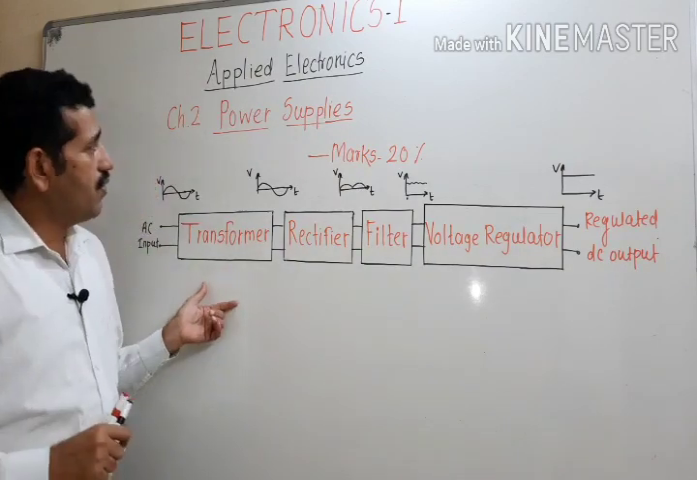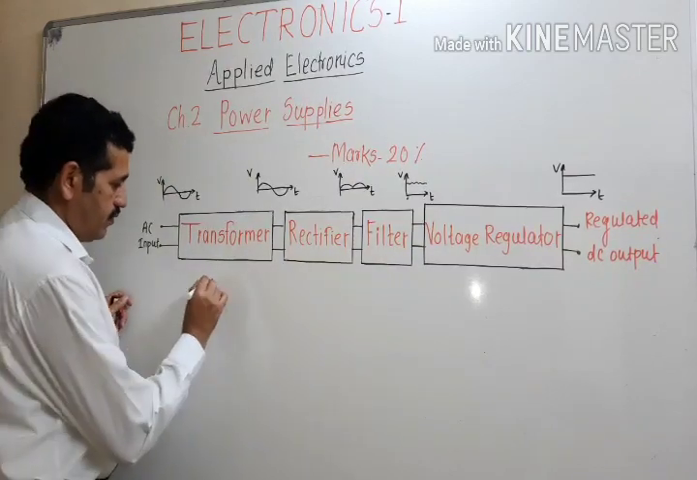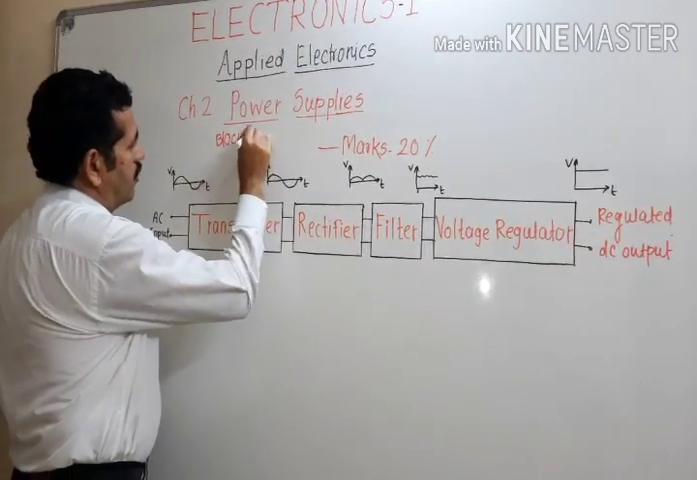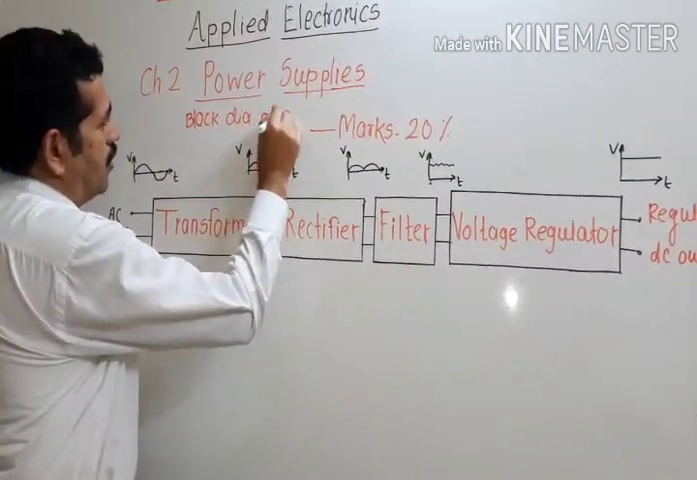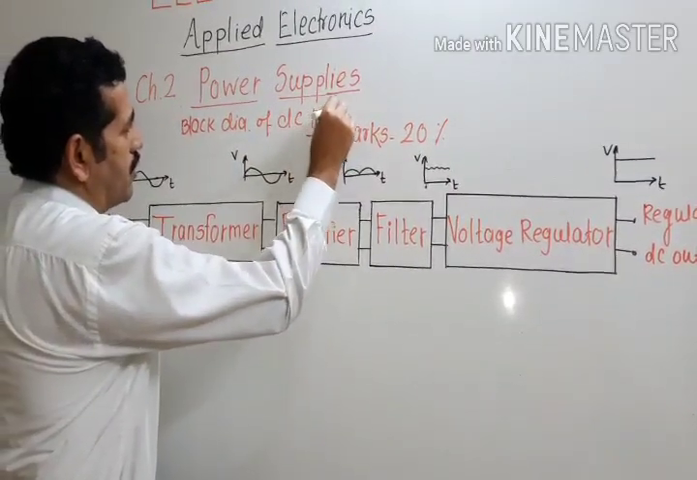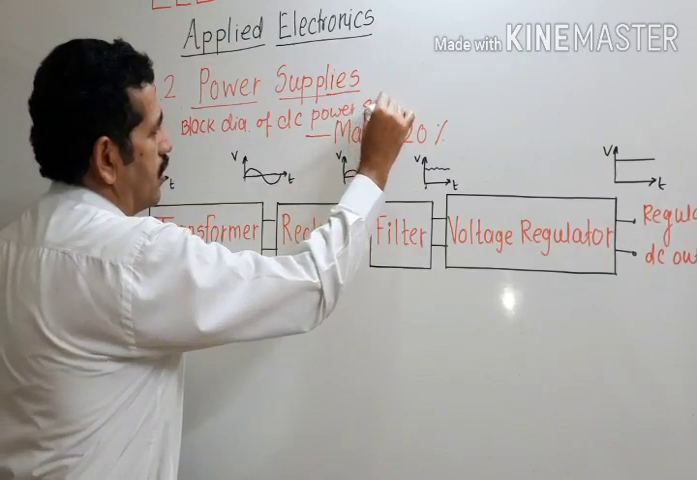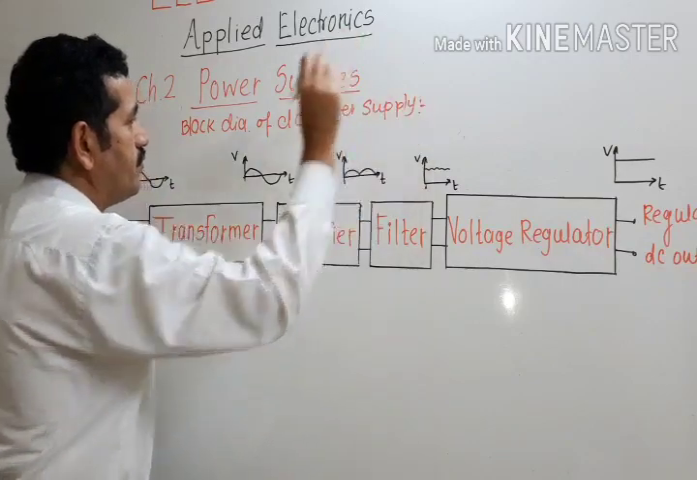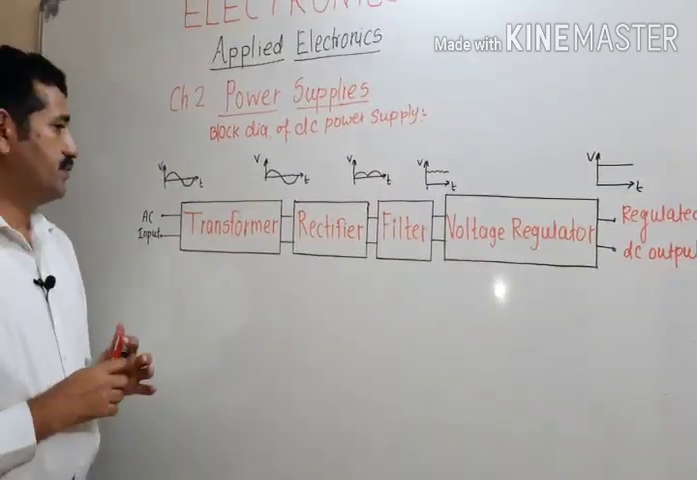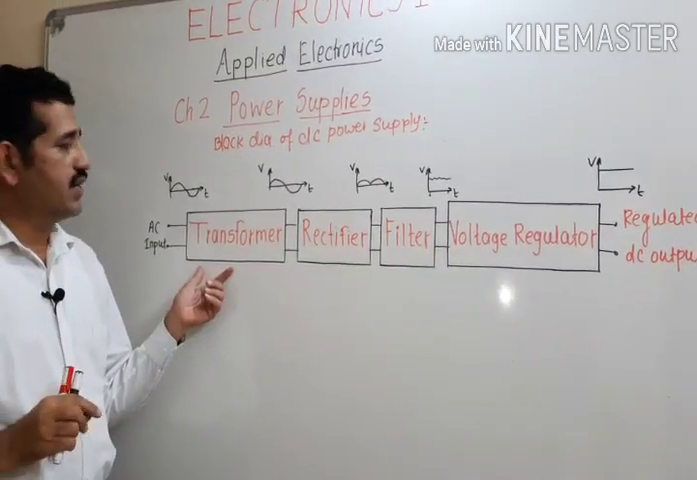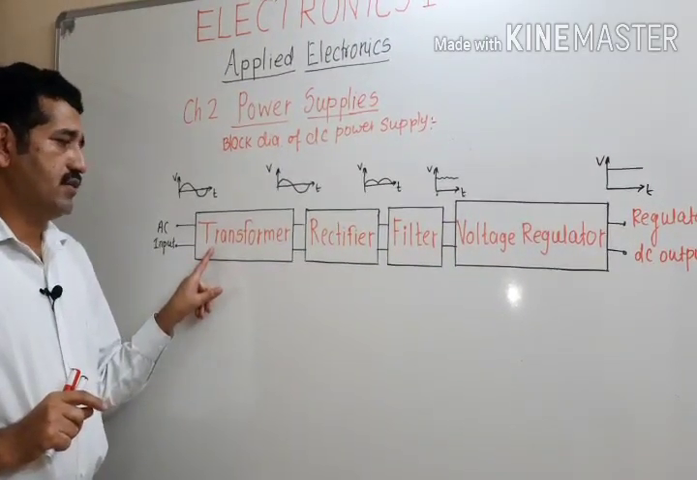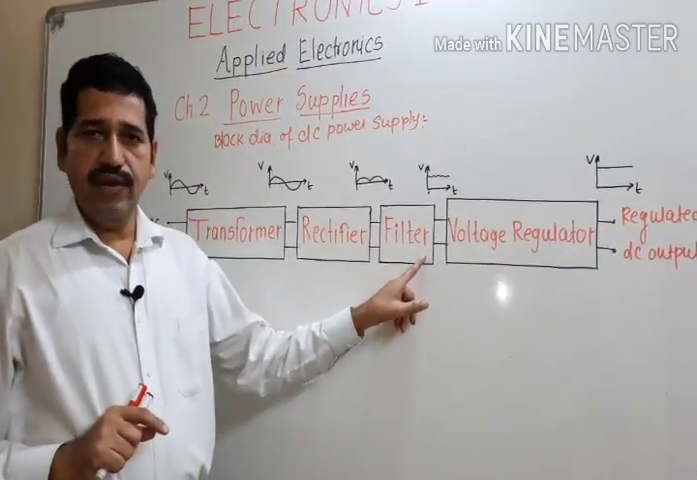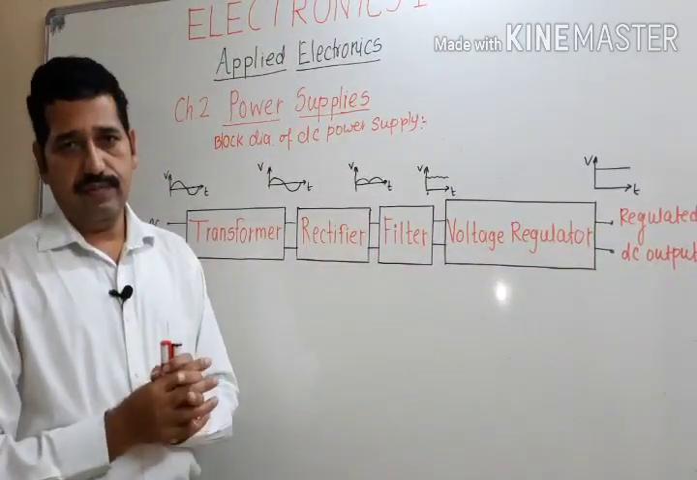Now this is the block diagram of DC power supply. In this block there are four important circuits. First component is transformer, second is rectifier, third is filter and last is voltage regulator.